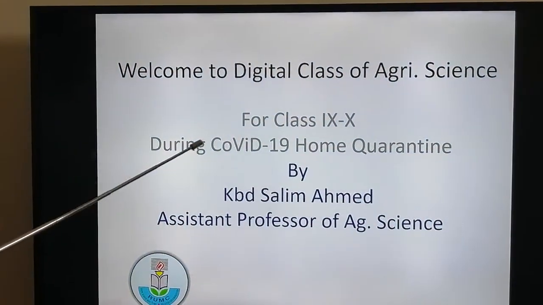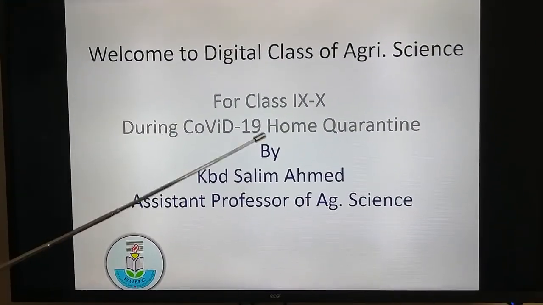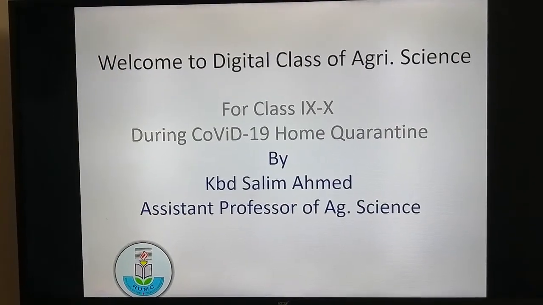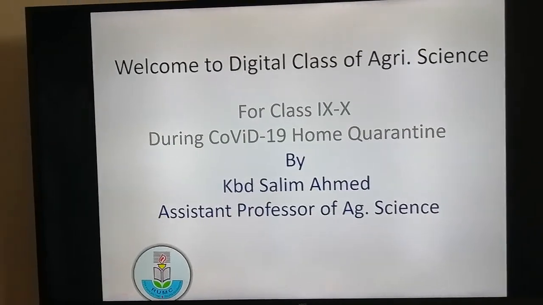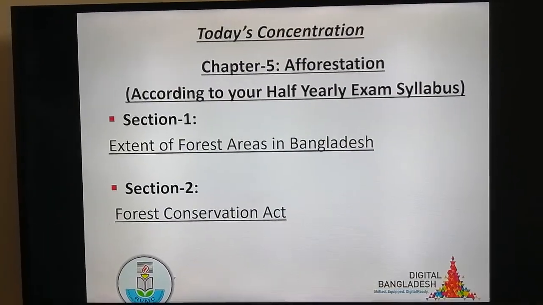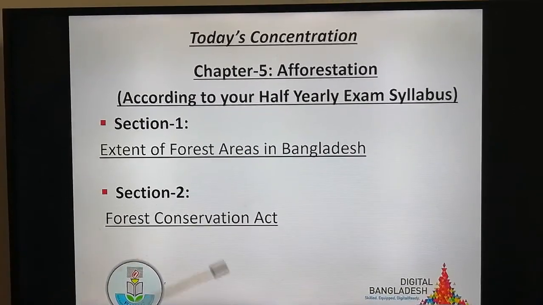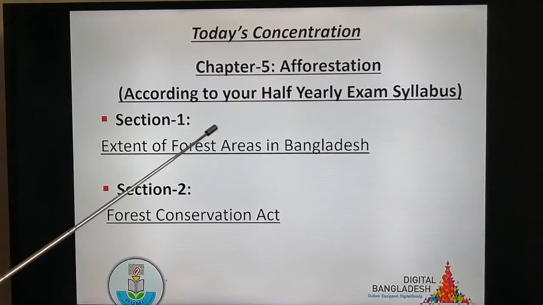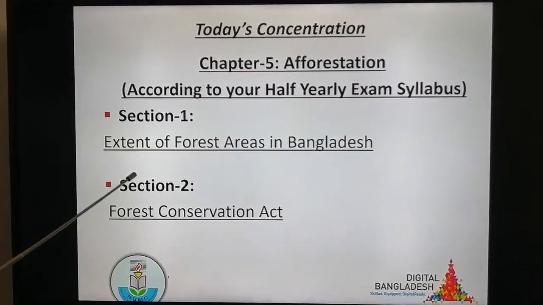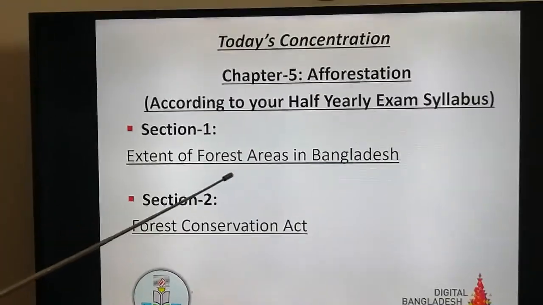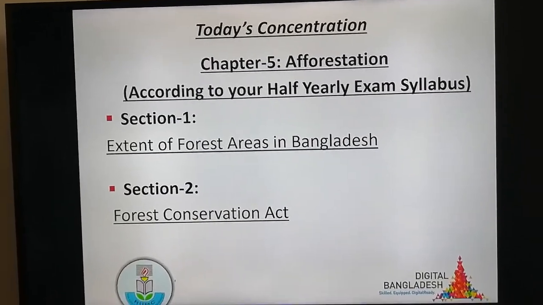So, welcome to my digital class of Agri Science for class 9 and 10 during COVID-19 home quarantine time. I hope you are ready with all the necessary things, textbook and copies. Today's concentration will be on chapter 5, that is afforestation. According to your half yearly exam syllabus, we have two sections from this chapter. Section 1, extent of forest areas in Bangladesh, and section 2, Forest Conservation Act.